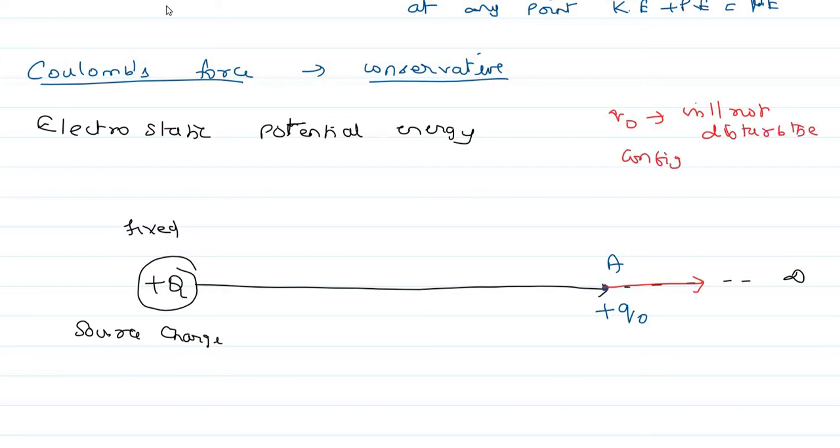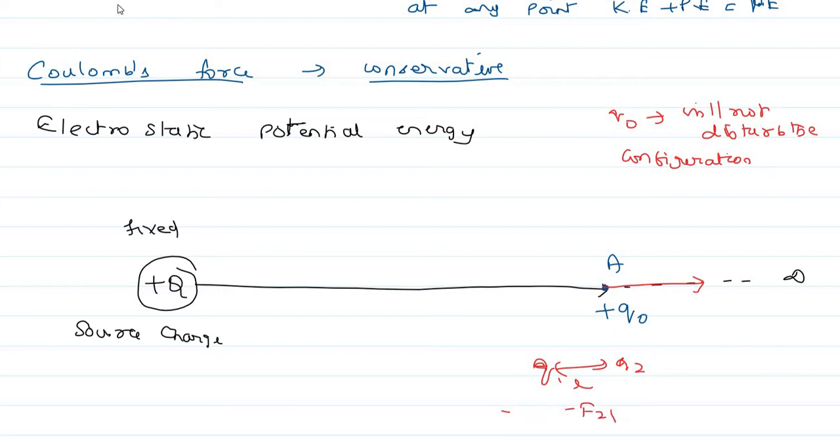What do you mean by configuration? Big term? No, ma'am, it is a very simple term. It will not deviate, that is, be disturbed from its position. It is sitting there comfortably, right? Then it will not be disturbed because of this Q naught. Why? The Coulomb force is equal and opposite. When Q1 and Q2 are kept at a distance R, the force on 1 due to 2 and the force on 2 due to 1 are equal and opposite, right?